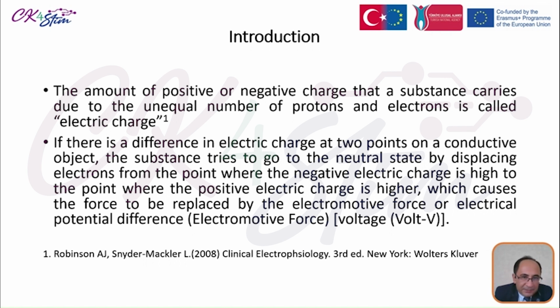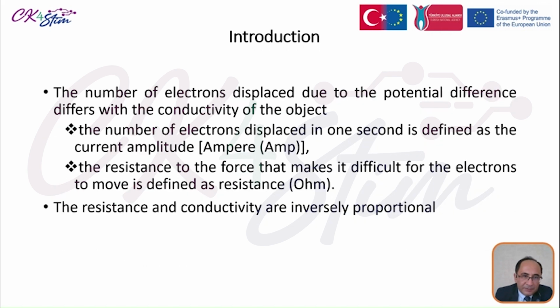If there is a difference in electric charge at 2 points on a conductive object, the substance tries to go back to its neutral state by displacing electrons from the point where the negative electric charge is higher to the point where the positive electric charge is higher. This displacement causes a force named electromotive force, or in other words, electrical potential difference.